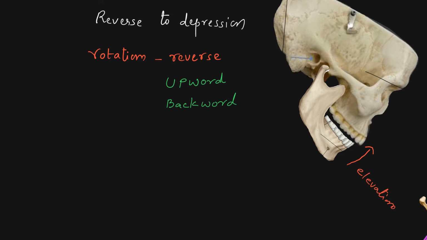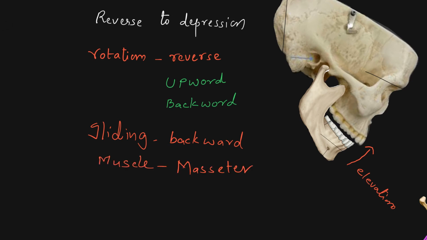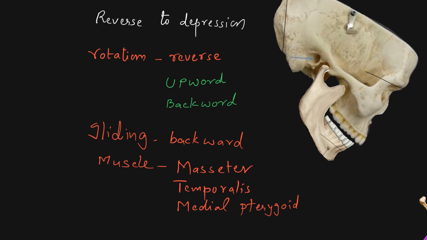Now we come to the elevation. In elevation we also find the same type of movement, but in reverse form. We get the upward and backward rotation, and gliding backward in the upper compartment. But the muscles acting are the masseter, temporalis and medial pterygoid.